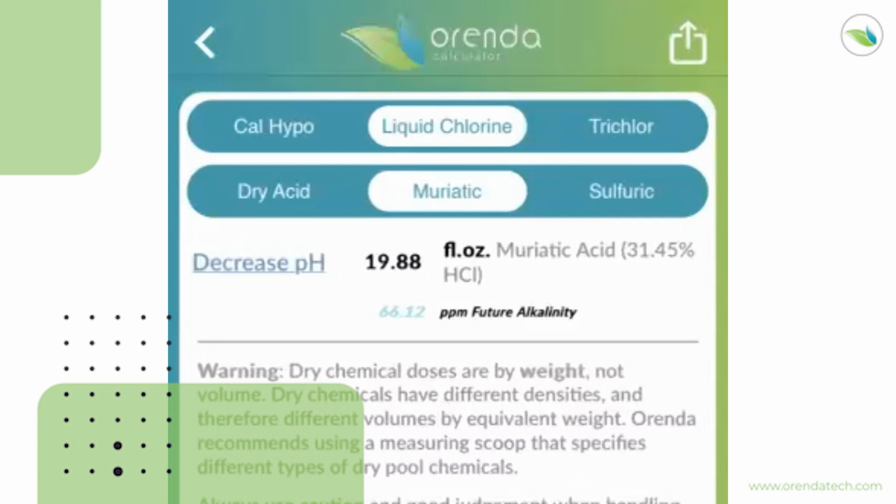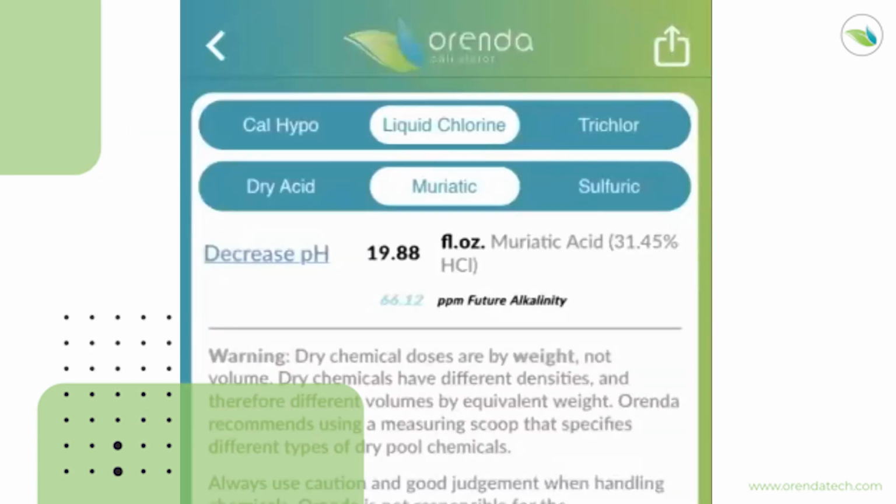That means this 19.88 ounces of muriatic acid is going to lower my 70 down to 66.12. This is a very helpful feature for those of you who are on weekly service. That 66.12 in future alkalinity, is that correlating to the total alkalinity or the carbonate alkalinity?